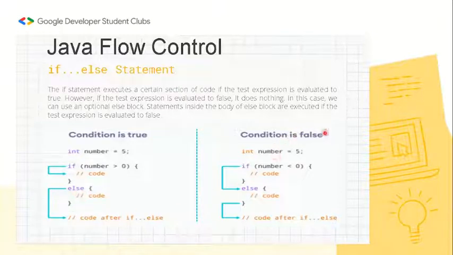So if the condition of the if statement is false, then the codes inside the if block would be skipped, and the codes inside the else block would be executed. And then we'll execute also the code after if else.